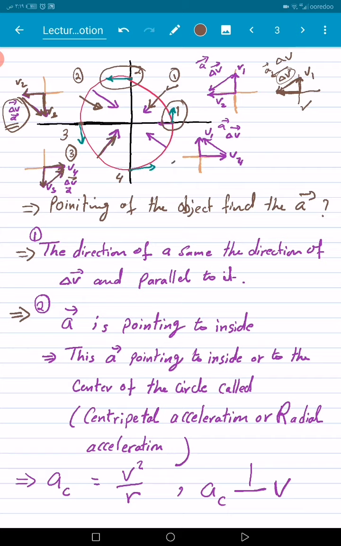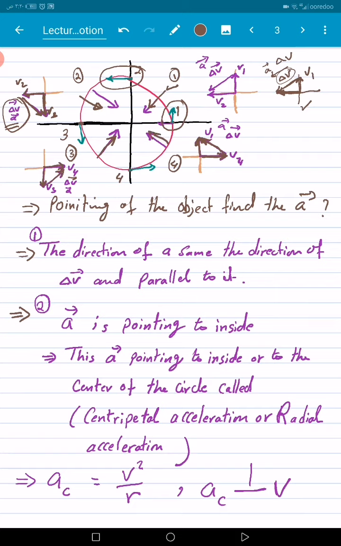Point 4, with the same things, I put my cross. Where is V4? V4 in plus I hat. V1 in plus J hat. Where is the delta V? Head to head. The resultant, its head shows to the final vector. So that is delta V. Where is A? A is inside.